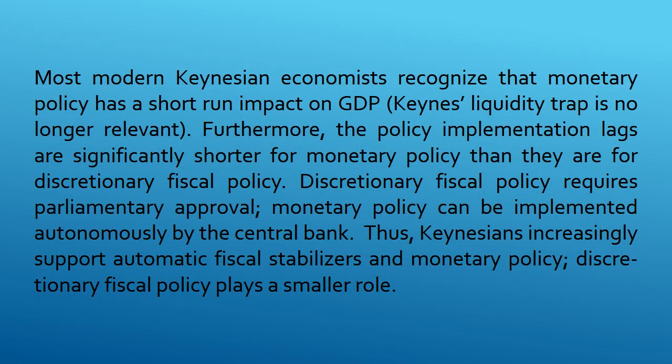Most modern Keynesian economists recognize that monetary policy has a short-run impact on GDP. Keynes' liquidity trap is no longer relevant. Furthermore, the policy implementation lags are significantly shorter for monetary policy than they are for discretionary fiscal policy. Discretionary fiscal policy requires parliamentary approval. Monetary policy can be implemented autonomously by the central bank. Thus, Keynesians increasingly support automatic fiscal stabilizers and monetary policy. Discretionary fiscal policy plays a smaller role.